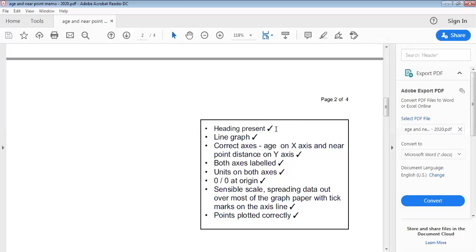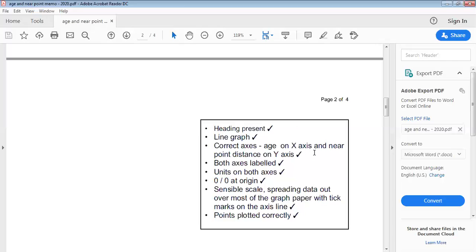So it's not okay, for example, for this particular graph, to say a graph of the results of the investigation. You need to say what is on the x-axis, and you need to say what is on the y-axis, and the fact that the graph is showing the relationship between the two. So a graph showing the relationship between the age of subjects and the distance of their near points. Okay, line graph.